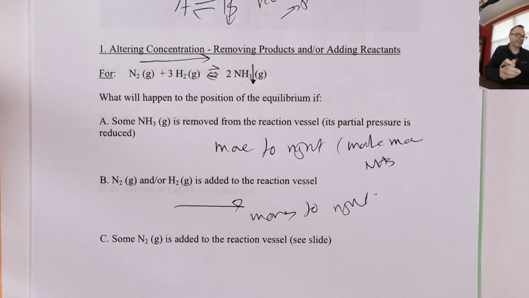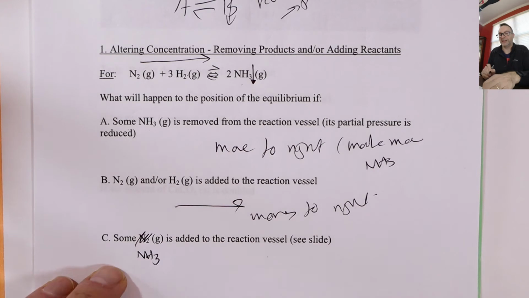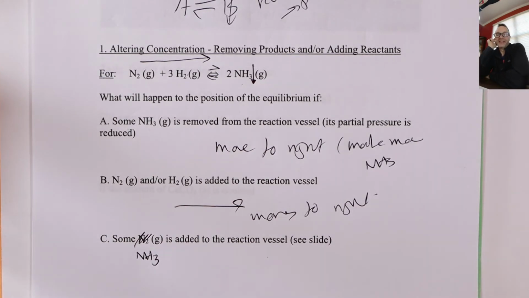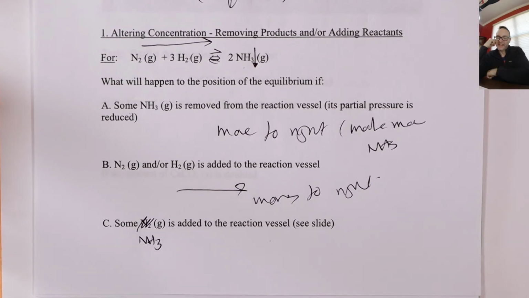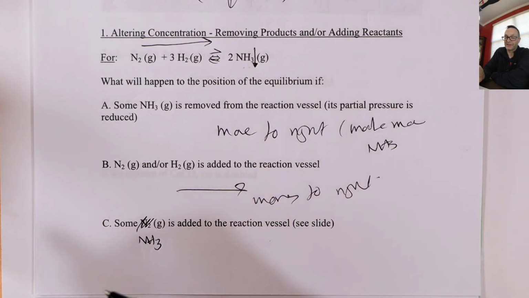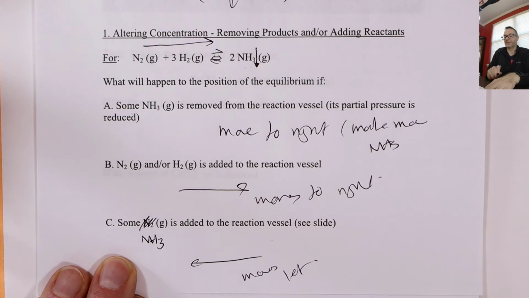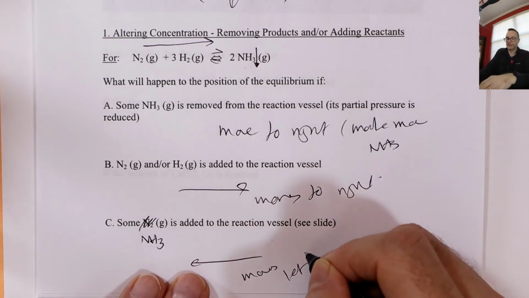I'm asking you the same thing here, but I'm actually going to change that. You'd never do this in industry. Born-Haber's rolling in his grave somewhere. So some ammonia is added to the reaction vessel. What happens there? If we add some ammonia, it's going to go back the other way because there's too much ammonia now. It's going to turn it into reactants. Move left.